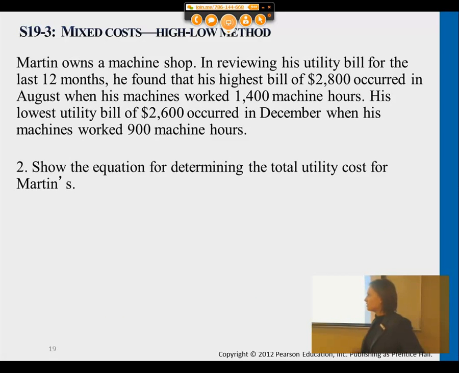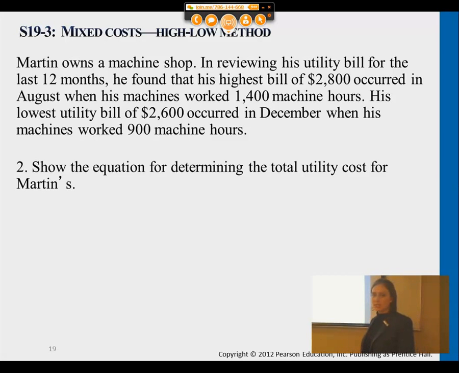Let's look next. This one is trickier. What we need to figure out is what is the equation to determine the total utility cost. Okay? So how do we calculate the total cost? What are the components of the total cost? It's the variable cost plus your fixed cost, right?